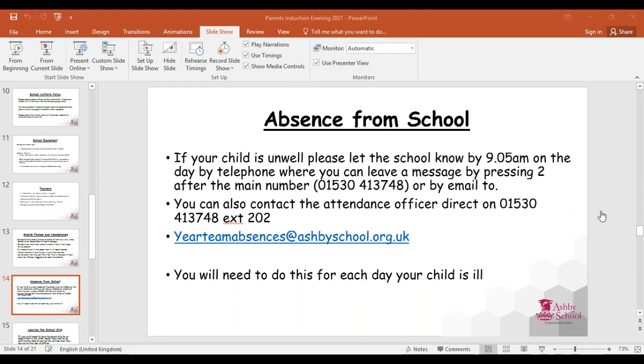Just had a question regarding uniform. We have 2 uniform providers. They're in the induction booklet and they're also on our school website, so please use those. There are certain parts of our uniform that must be bought through our 2 providers, which are the blazer, the tie and the skirt.